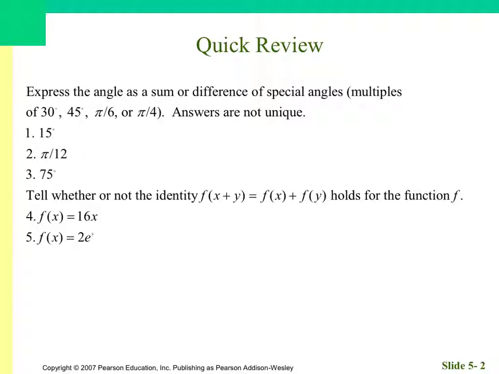So express angles as a sum or difference of special angles, multiples of 30 or 45. Answers are not unique. Alright, so 15. Well, couldn't we say that is 45 degrees minus 30 degrees? Because we know what the sine and cosine of those two angles are. Pi over 12, that would be pi over 3 minus pi over 4. And 75, couldn't we say 30 plus 45?